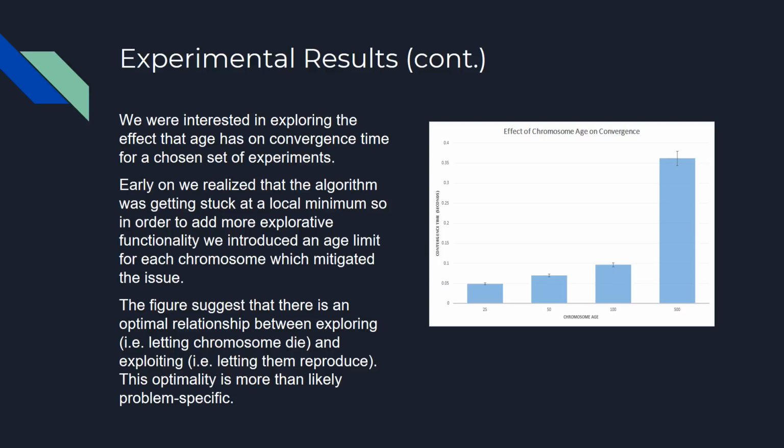This kind of indicated to us that there's an optimal relationship between exploring, which would be letting the chromosomes die, and exploiting, which would be letting them reproduce. And for each problem, again going back to that free lunch theorem, that maximum age is going to be different.